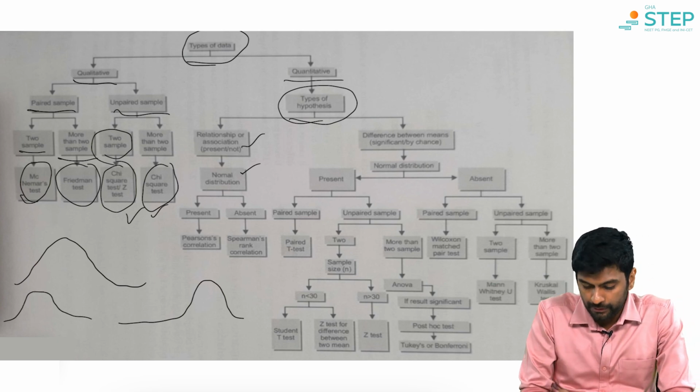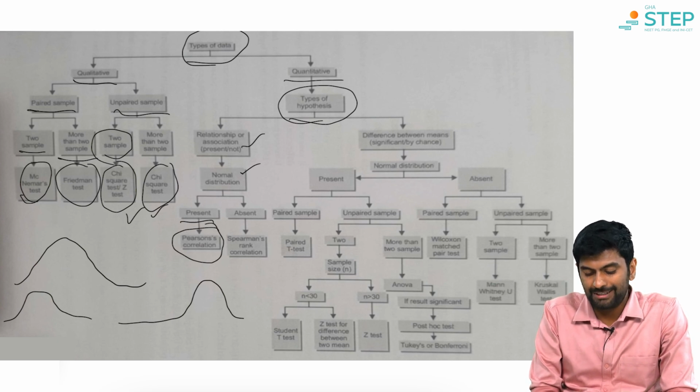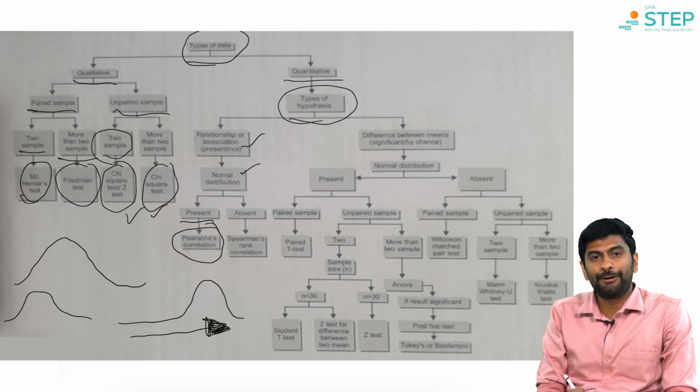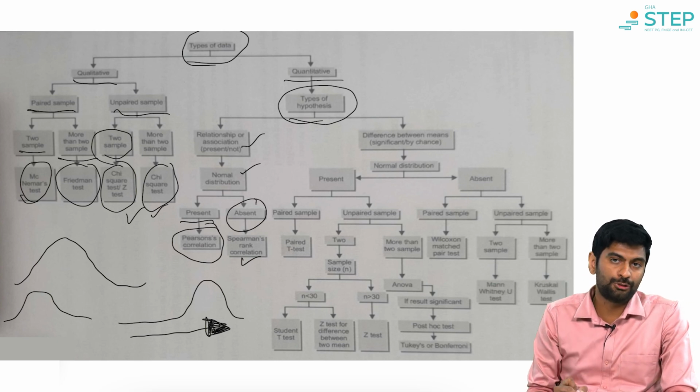All right. Now, if normal distribution is present, we're going to be using Pearson's correlation, and if it's absent, we're going to be using Spearman's correlation. So we can just imagine that the spear is pointed to one side, correct? So it's skewed. You're going to use a spear to skewer. So Spearman's rank correlation is going to be used if the distribution is skewed or if the normal distribution is absent.